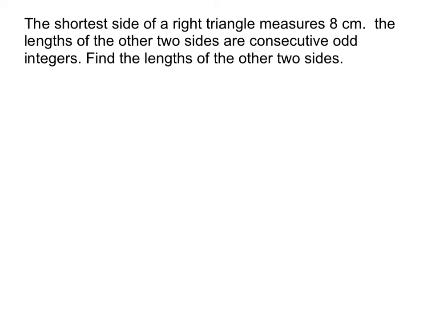Anytime I'm looking at a word problem, I always ask myself if I can draw a picture. Well, this one I'm looking at a right triangle. Therefore, let's draw a picture of a right triangle. It says that the shortest side is 8 centimeters. The shortest side would be either this side or this side. So label one of those 8 centimeters.